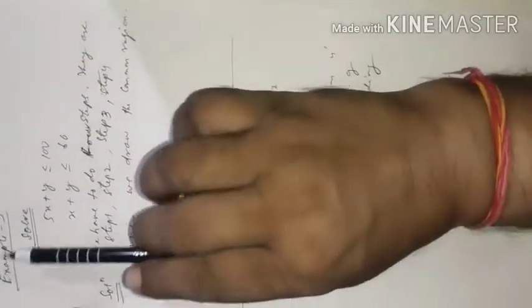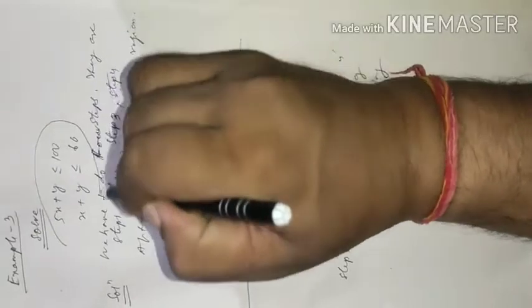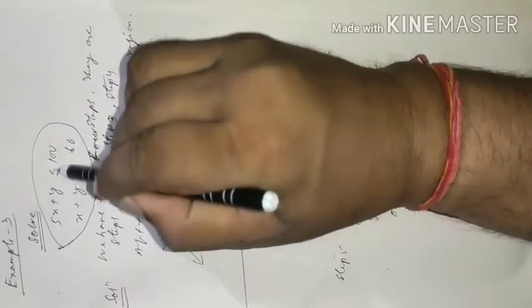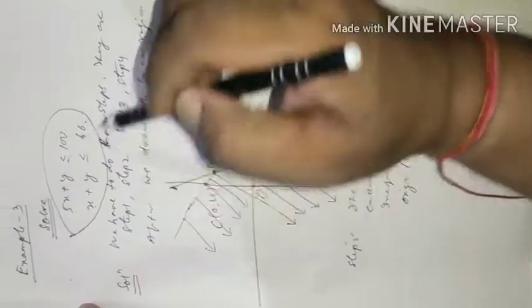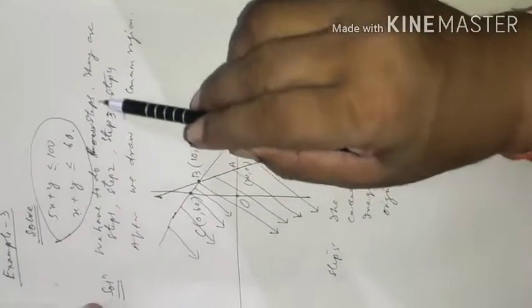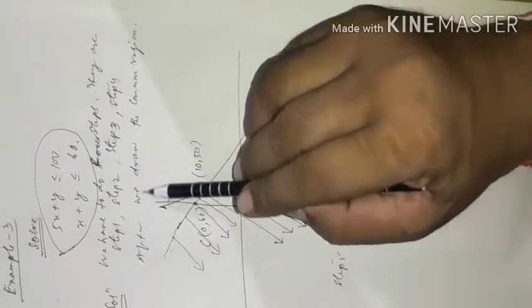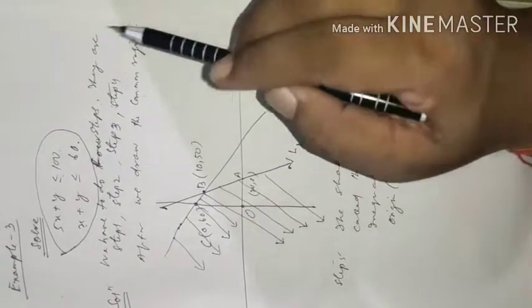Again, example 3, solve. Only inequalities are given: 5x plus y less than or equal to 100, x plus y less than or equal to 2. How can you solve it? Simple way. We have to do the 4 steps: step 1, step 2, step 3, step 4. We have to do this, and after that we draw the common region, which is this.